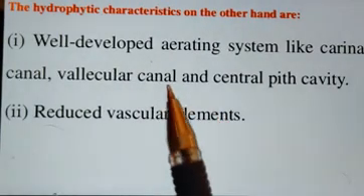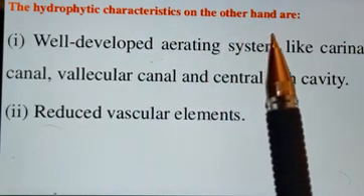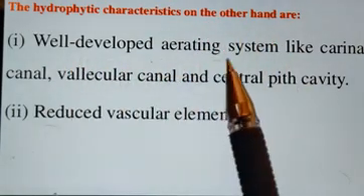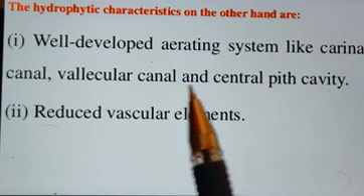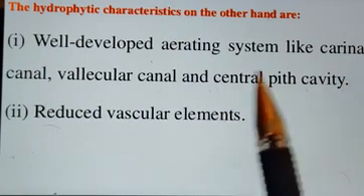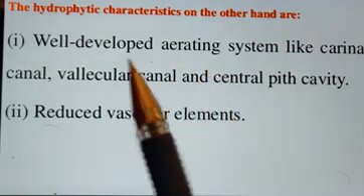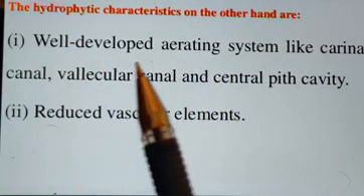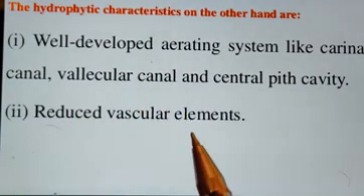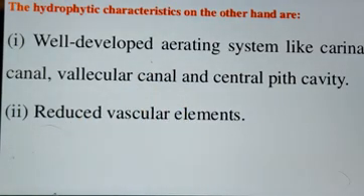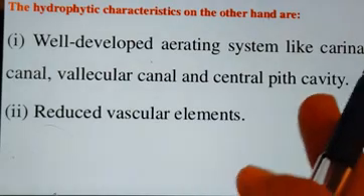So hydrophytic characteristics, on the other hand, you can observe the well developed aerating system like carinal canal, vallecular canal and central pith cavity. These are the characteristics of the hydrophytes, which also commonly occur inside the hydrophytes. Then reduced vascular elements.